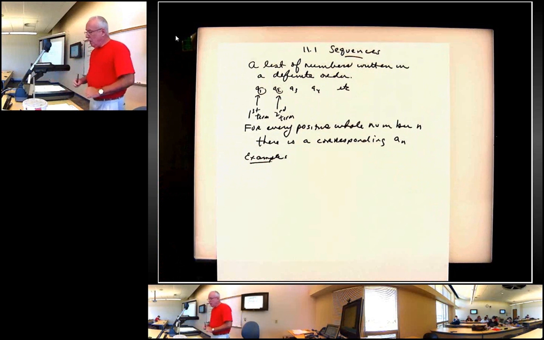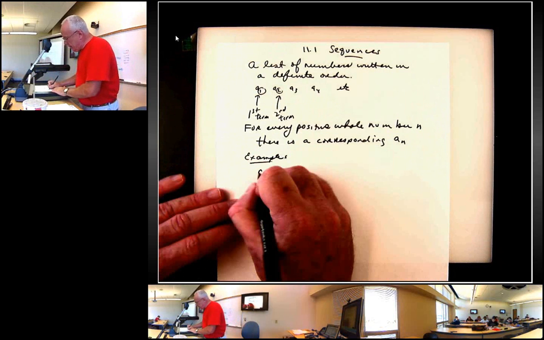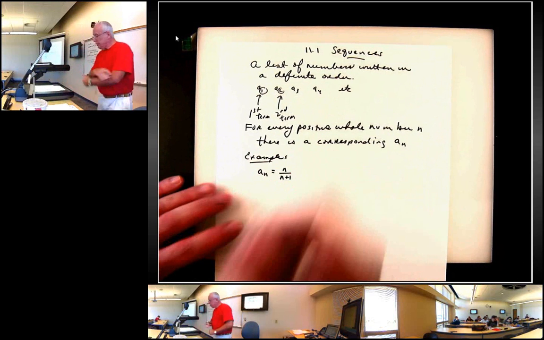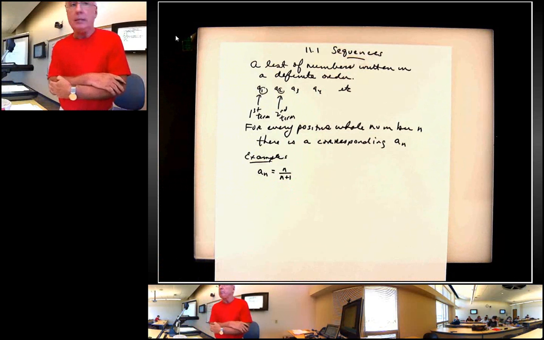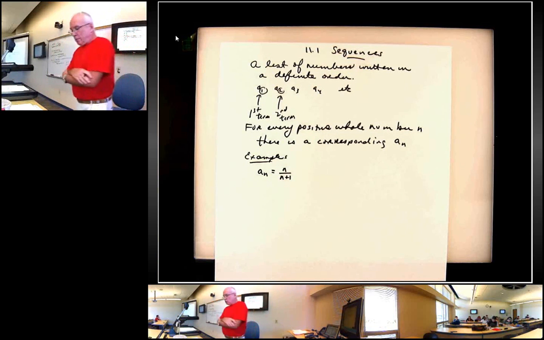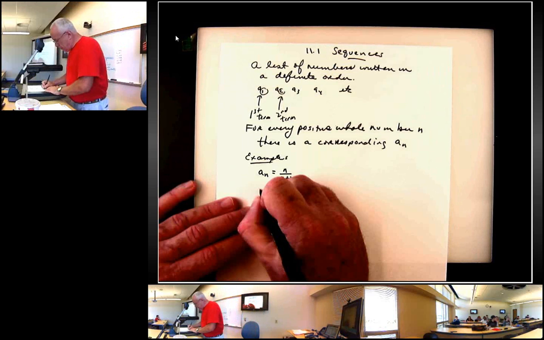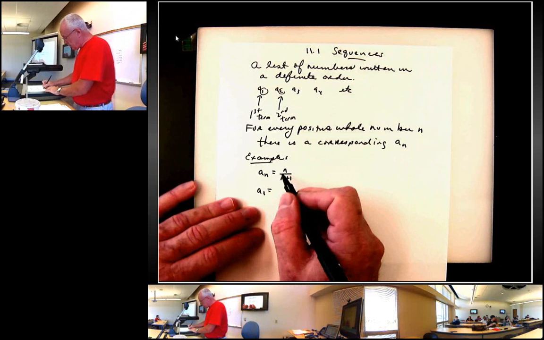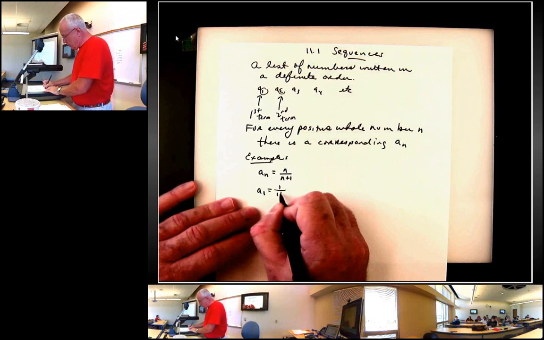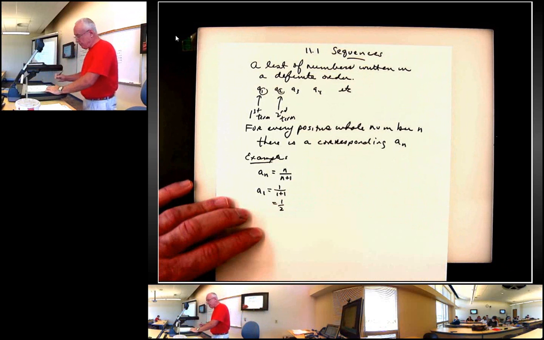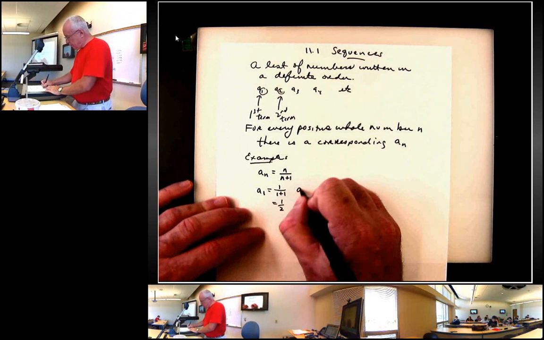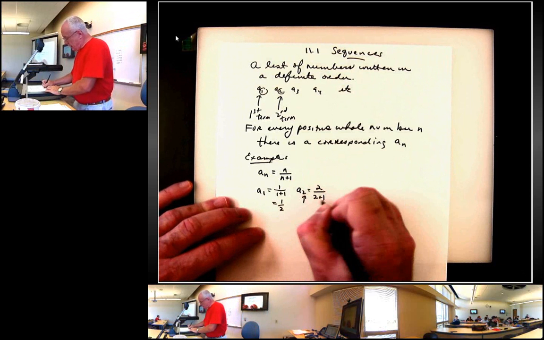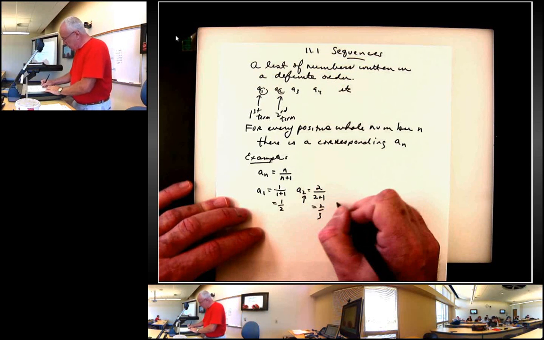Examples, we can have a sub n equaling this expression right here, n over n plus 1. So a sub 1 means we're going to plug in 1 for the n. So it's going to be 1 over 1 plus 1. So a sub 1 is 1/2. For a sub 2, we're going to plug in the 2. So we have 2 over 2 plus 1, and it's equal to 2/3, etc.